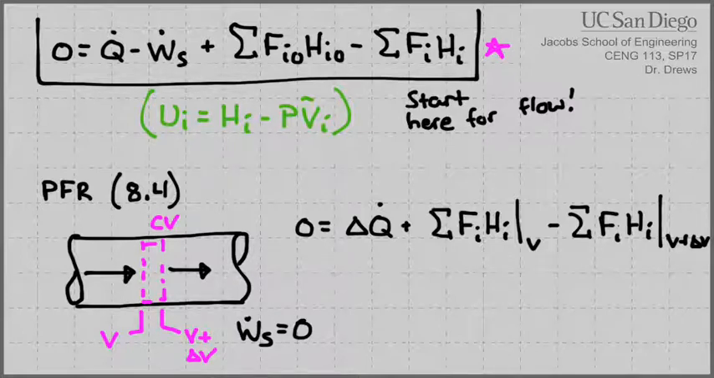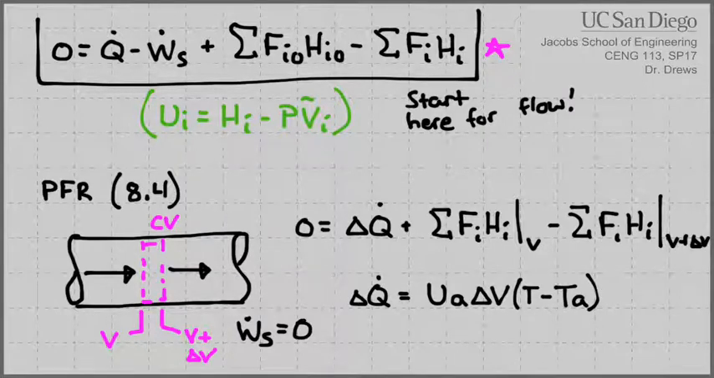We just have to be a little bit more careful about how we deal with delta Q, because now we're not talking about a fixed volume like we were with a batch reactor. So our delta Q has a slightly different form, which is capital U. U here is that overall heat transfer coefficient, not the internal energy, but we saw that one before, times a delta V, which I'm going to talk about more in a moment, times the difference between the temperature in the reactor, T, and the temperature of a coolant, Ta. That's the same Ta that we saw for non-adiabatic systems in a batch reactor.